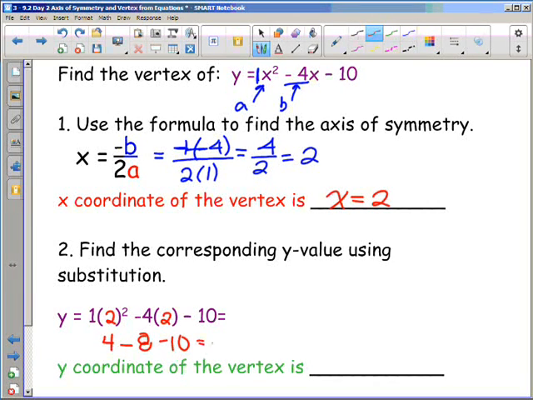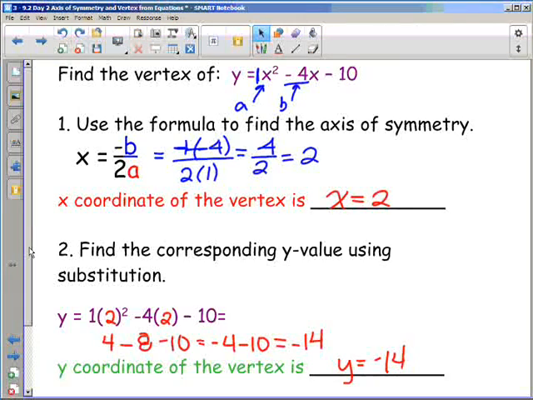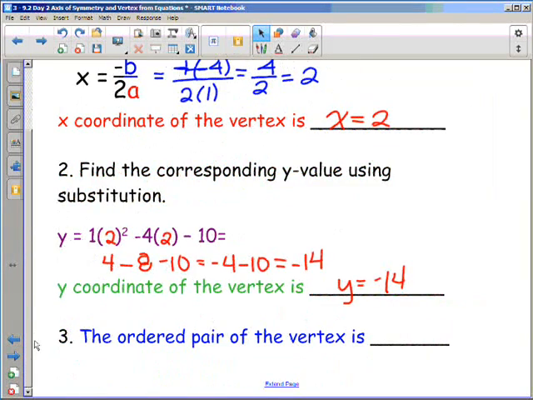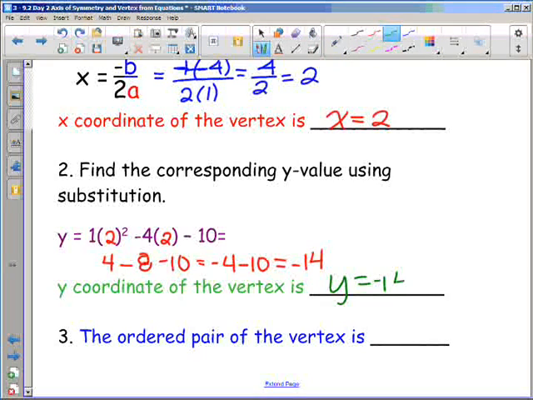4 subtract 8 leaves me with negative 4. Subtract another negative 10 leaves me with negative 14. So the y-coordinate of my vertex is negative 14. Right, so I'm going to erase that and write that in the correct color. Y equals negative 14. So in the end, when I go to write my vertex, it's going to be an ordered pair. I combine my x-coordinate of 2, my y-coordinate of negative 14.